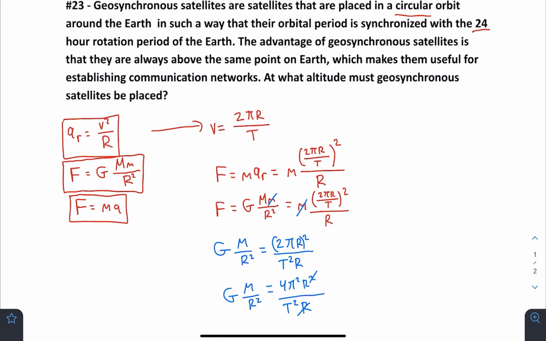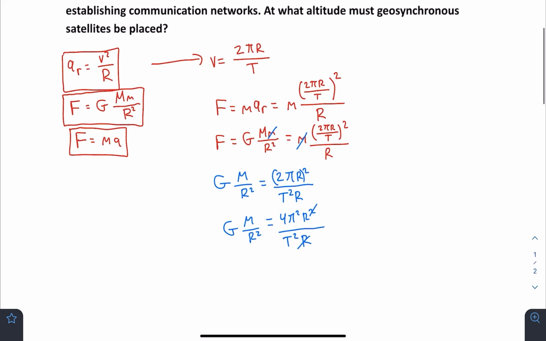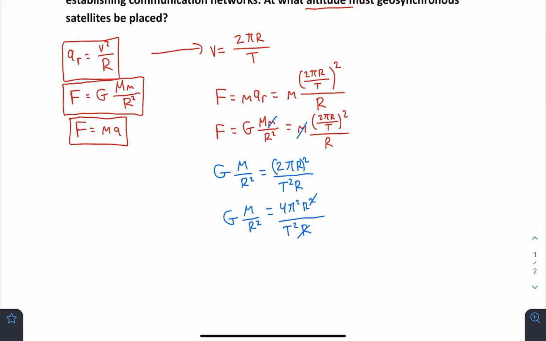So if we think back to what we're trying to do in this problem, we're trying to find the altitude of the satellite. So we want to isolate that big R. And we can do that by moving our denominator over to this side and moving a couple other terms around. So on this side, we're going to be left with an R cubed. And then on the left-hand side, we're going to have GMT squared over 4 pi squared.